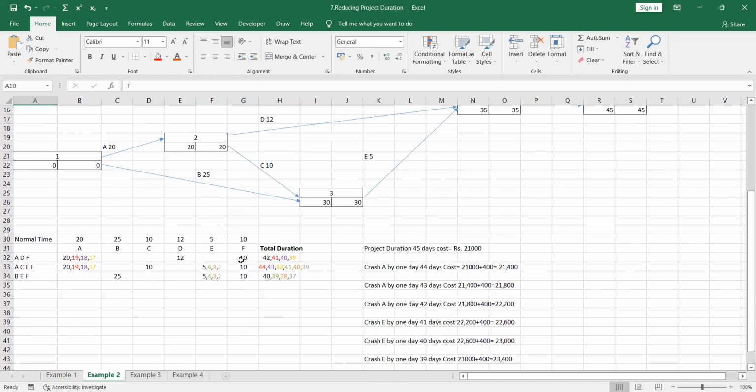We have to cut F activity. 5 days means how much? From 10, you have to deduct it by 5 days means it should be 5. So 39 deducting 5 means 34 here, right? Crashing by 5 days. Crashing by 5 days, 39 means it is 38 here.